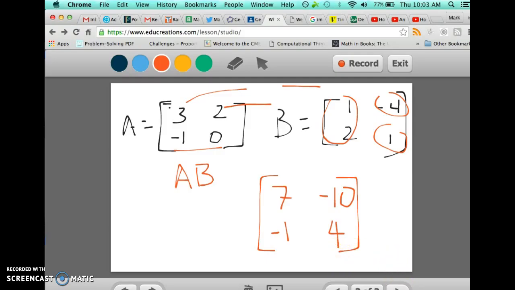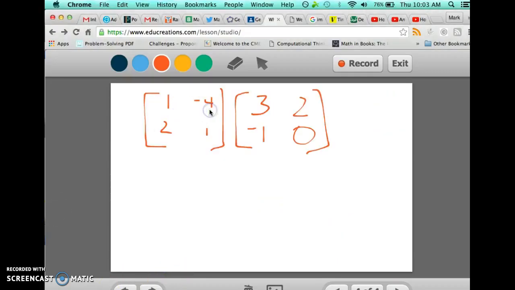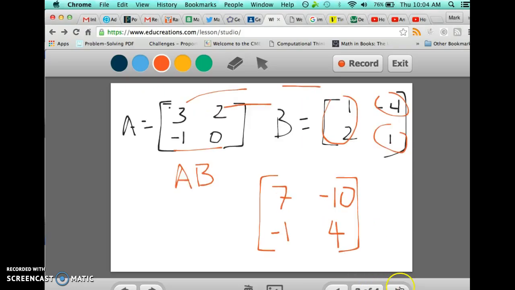Now let's try it, flipping them around. This time my 1 and negative 4 go first to the 3 and the negative 1. I get 3 plus 4 is positive 7. Then the 1 and the negative 4 to the 2 and the 0, and I get 2. Then the 2 and the 1 to the 3 and the negative 1, I get 6, and negative 1 makes 5. Then the 2 and the 1 to the 2 and the 0, and I get 4. So what do we see? It's not commutative, right? Not commutative.